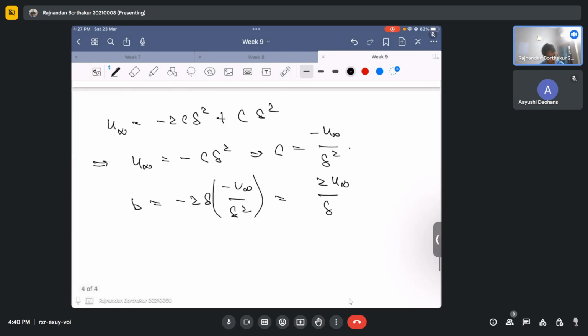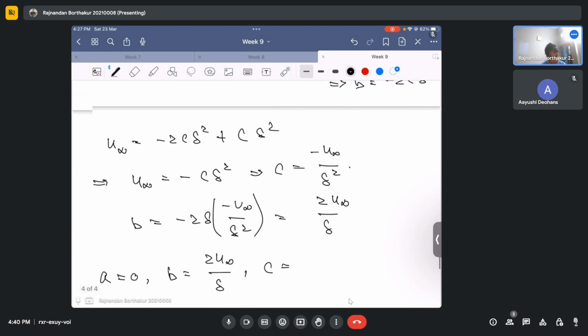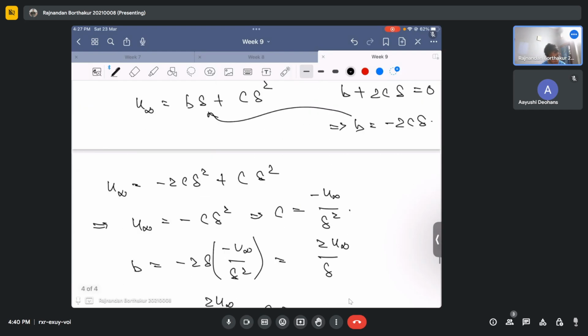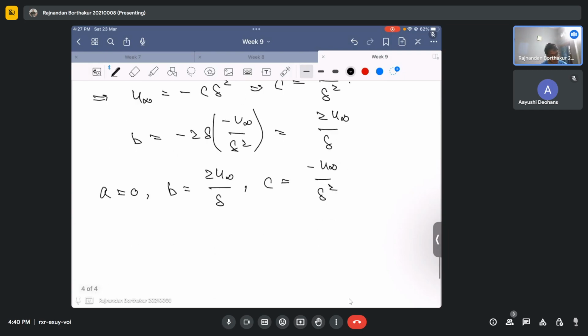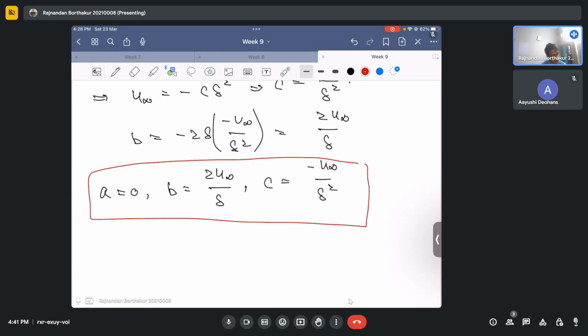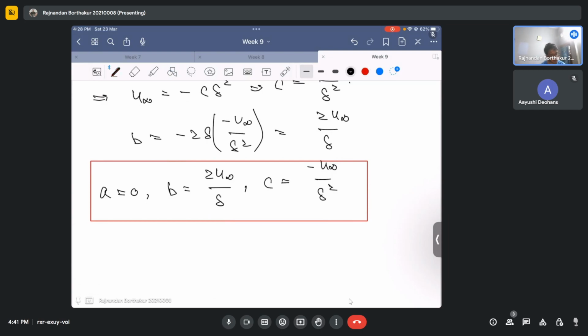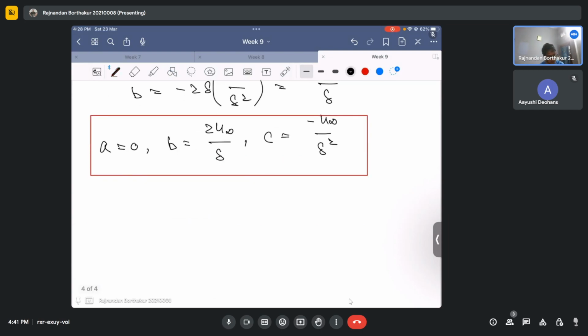So you have now evaluated your constants: a is 0, b is 2 u infinity by delta, and c is minus u infinity by delta squared. So if you assume a second order velocity profile, you have evaluated all the constants. Now, how will the velocity profile look?